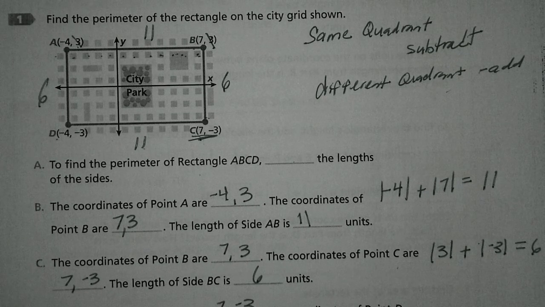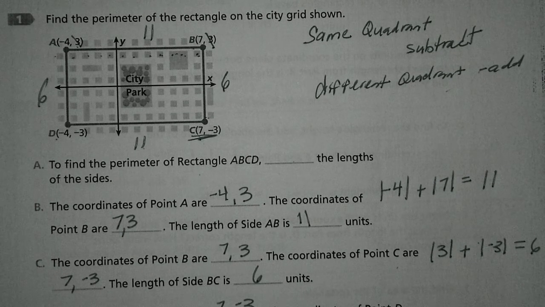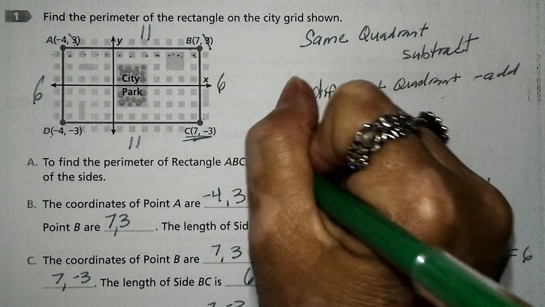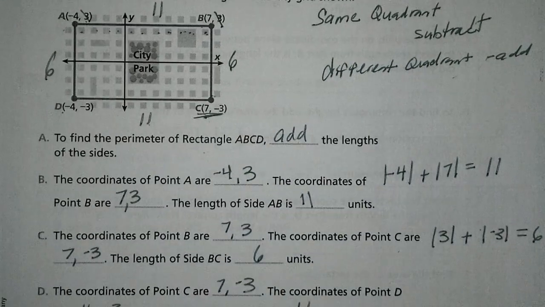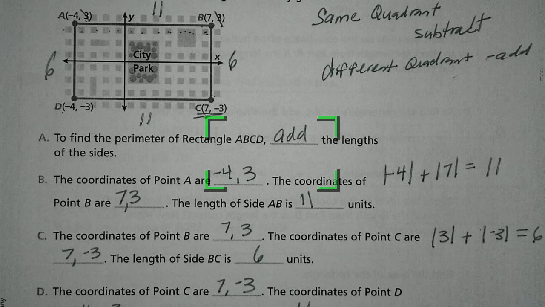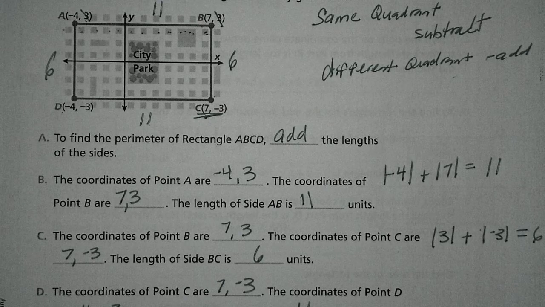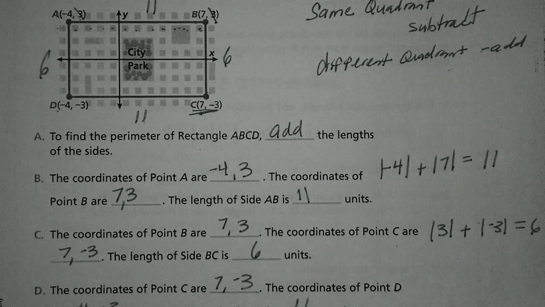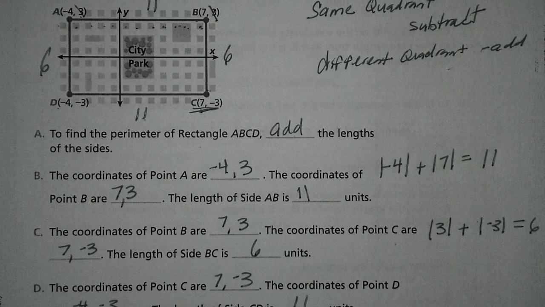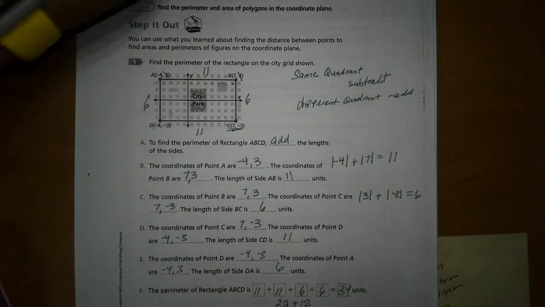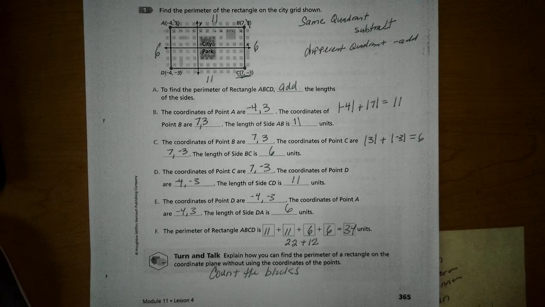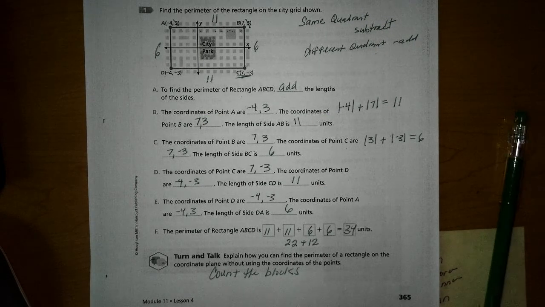But it says to find the perimeter of the rectangle ABCD, we have to add the lengths of the sides. Okay, so let me zoom out for just a second so those people that are still copying can see everything.